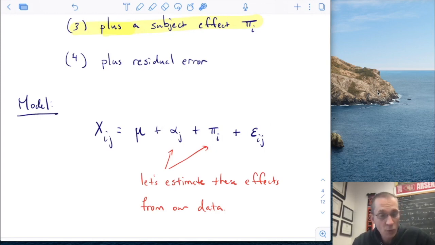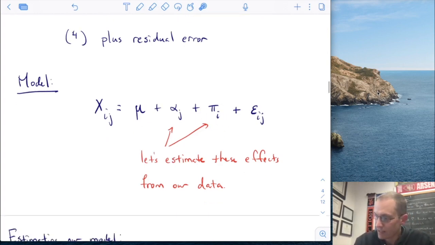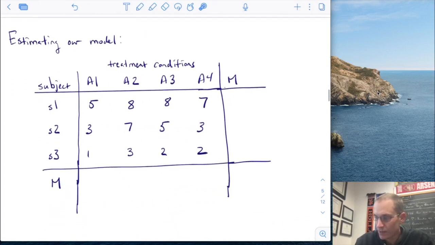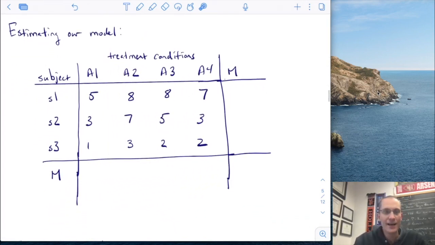So what I want to do first is talk about how to estimate these effects from the data. We did that in the single factor design just a little bit earlier. Let's figure out how to also estimate the subject effects. We're going to do this by considering the marginal means. So I have copied that table back over here, and I've made myself a place in the margin to compute the means. Some of these will be easy to do in the head. If not, we'll pop a calculator up and do them, but let's work these out together.